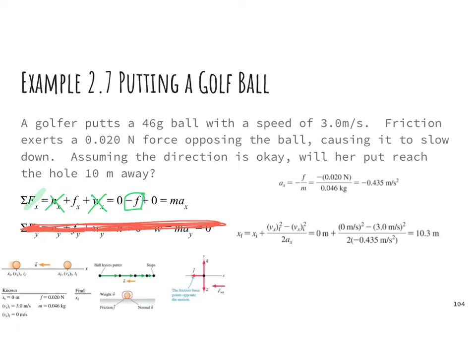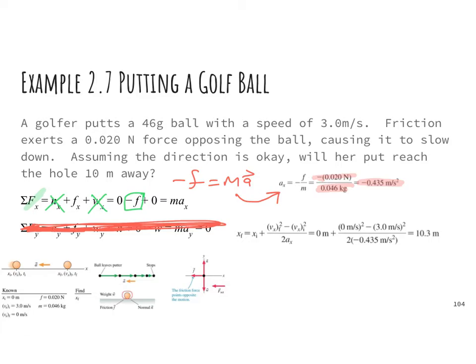And I'm left with the negative force of kinetic friction, or rolling friction, whatever you want to call it, is equal to the mass times the acceleration. So if I solve for the acceleration, I can do that by plugging in the frictional force of negative 0.020 newtons and dividing by the mass of 0.046 kilograms. And I get an acceleration then of negative 0.435 meters per second squared.